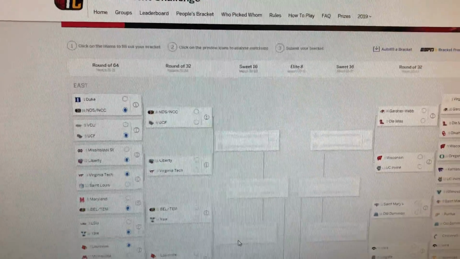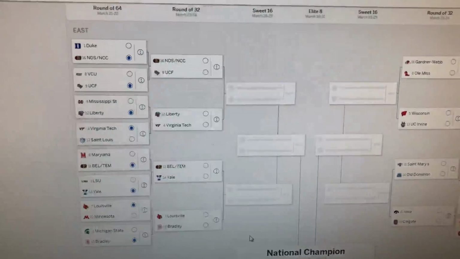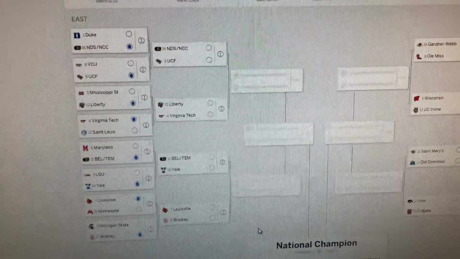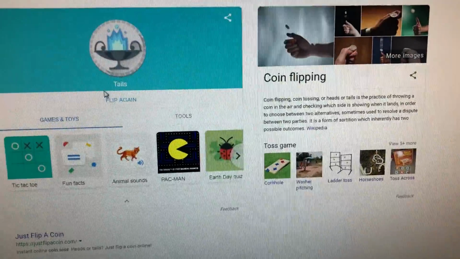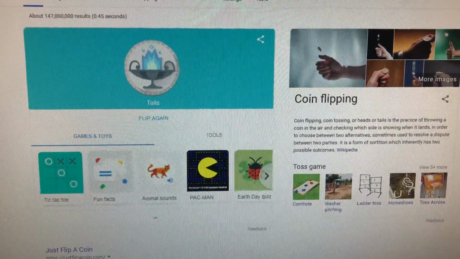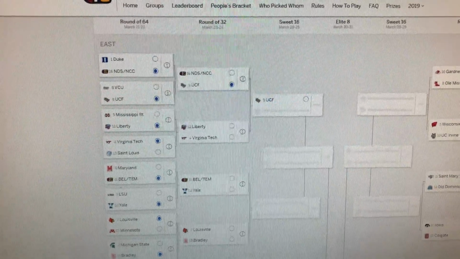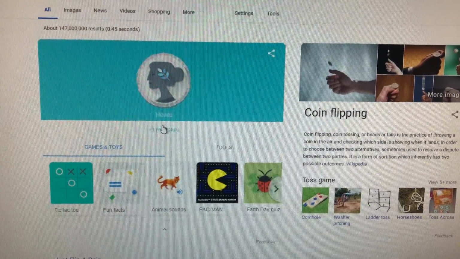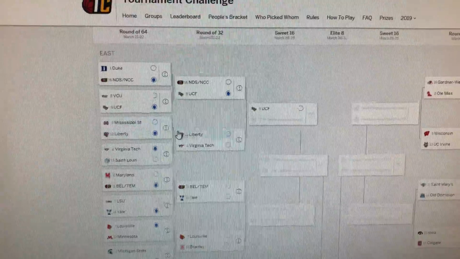Well, let's see who's moving on to the Sweet 16. And here's where the heads and tails kind of comes into play. Heads will be the 16 seed since they are on top. So let's go ahead, do another coin flip. Will we see heads? Will we see a 16 in the Sweet 16? We will not. We have UCF moving on. Liberty and Virginia Tech. Will we have a 12 moving on? We do. We have 12-seeded Liberty moving on.